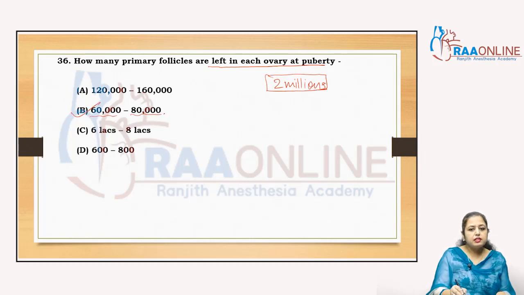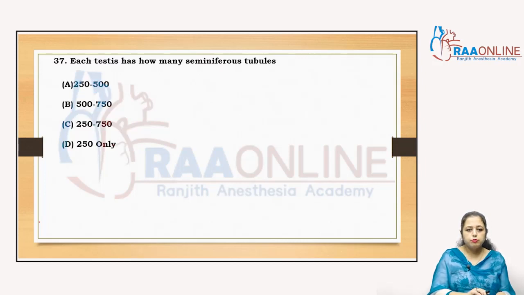And of those follicles, only approximately 450 to 550 ovarian follicles mature in the whole reproductive life of a female. So we have a sufficient number of primary follicles, 60,000 to 80,000. Now come to the next.